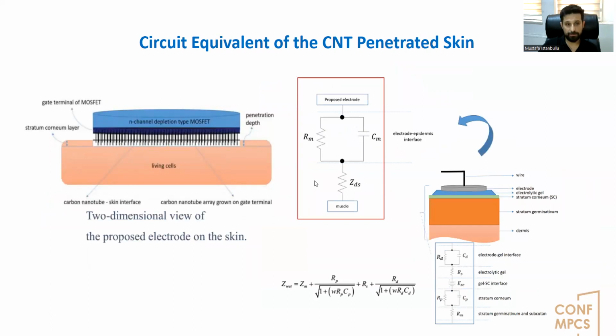In this electrode model, since the stratum corneum layer is bypassed by employing carbon nanotubes, the use of electrolytic gel is no longer required. Therefore, undesirable effects such as the electrolytic gel resistance, gel stratum corneum interface potential, and stratum corneum impedance effects on measuring biopotentials are eliminated, and the equivalent circuit is reduced to a much simpler circuit as shown in the figure.